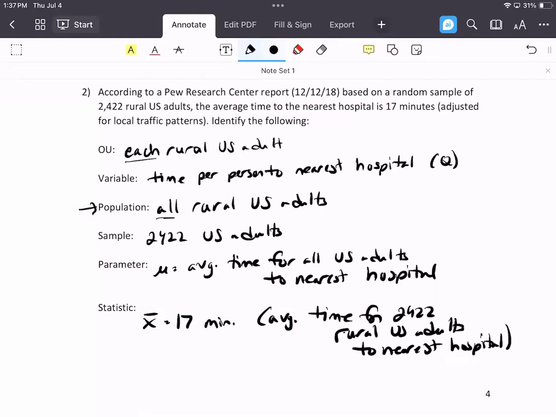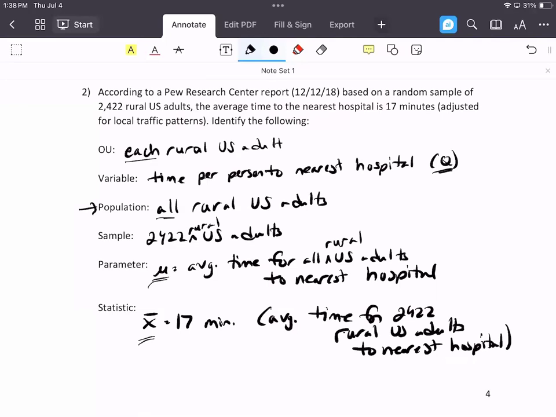The sample, 2,422 US, I should have put the word rural here, I apologize. 2,422 rural US adults, because remember, we're looking at, I just got on a roll there. We're looking at rural US adults, mu, because we're looking at a quantitative variable. So mu and x bar are the symbols that are related to that type of variable. Mu is the average time for all rural US adults to the nearest hospital.